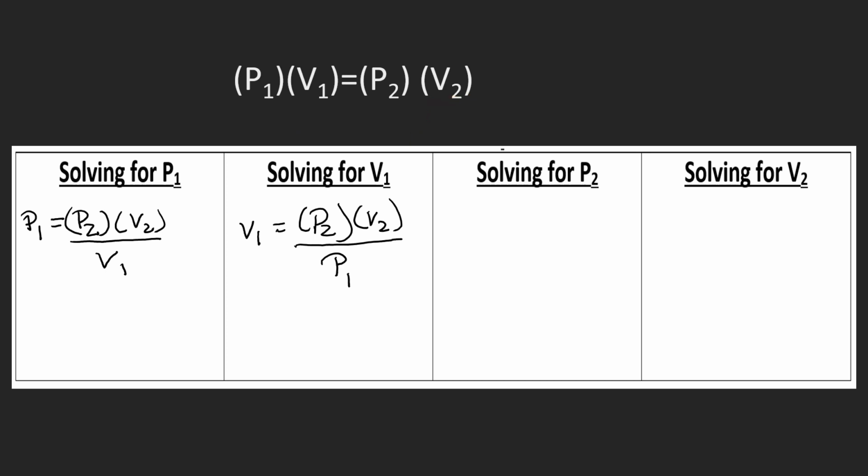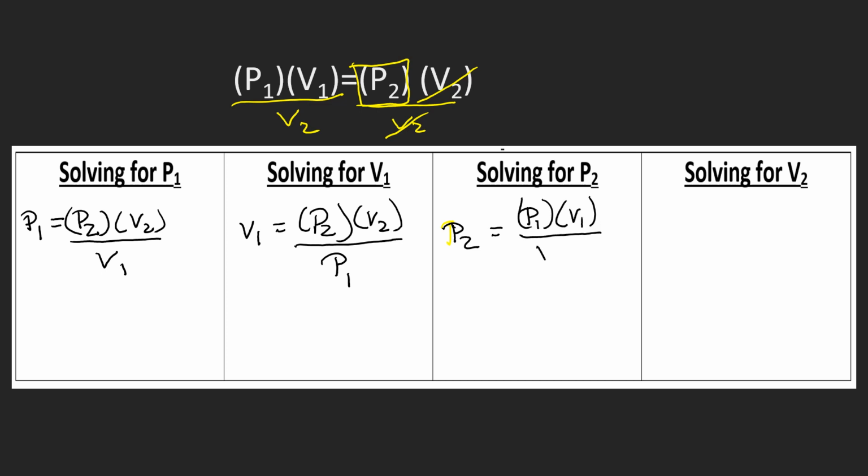If we are solving for P2, we're isolating P2, so we need to divide both sides by V2. V2's cancel out, so we wind up with P2 is equal to P1 V1 divided by V2.